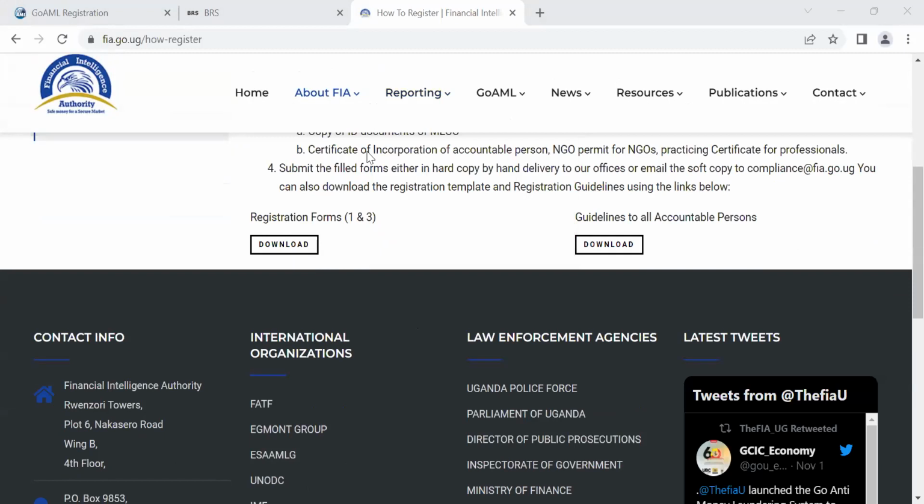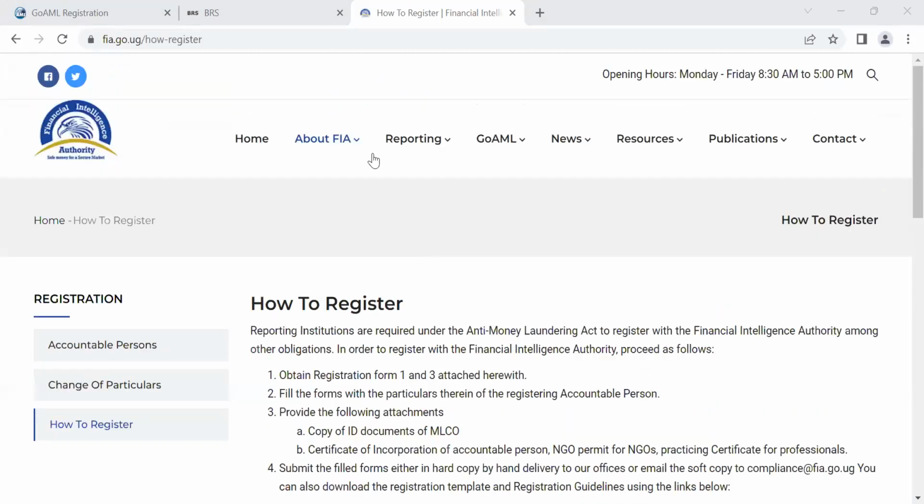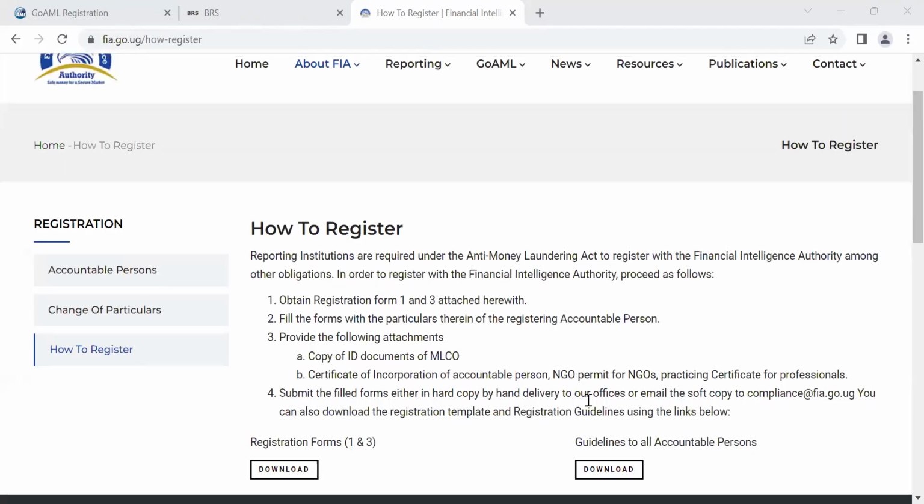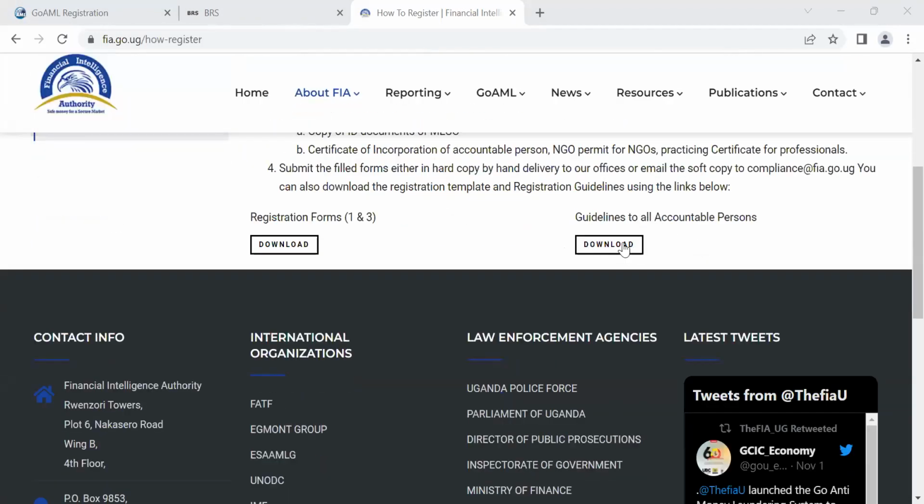Ivan, are the forms on the website? Yes, the forms are accessible on our website. If you go to About FIA, How to Register, the process is there, but we are changing this to guidelines. In the guidelines is where you see the process, but we'll adjust that. Form 1 and 3 are here. You download them.